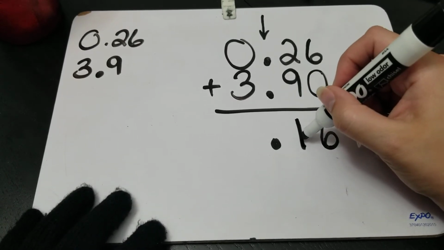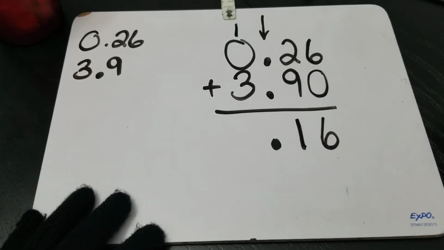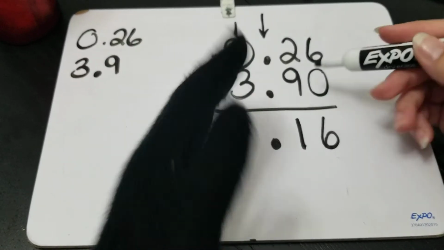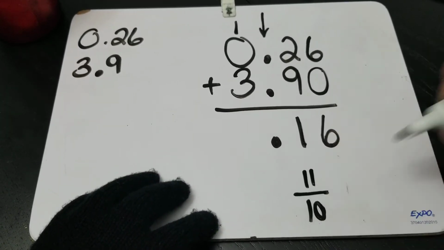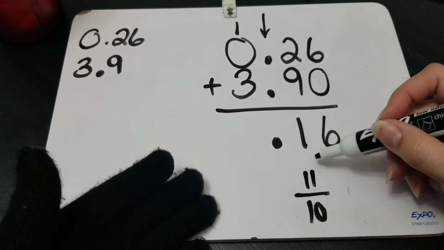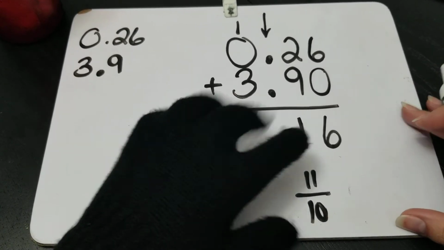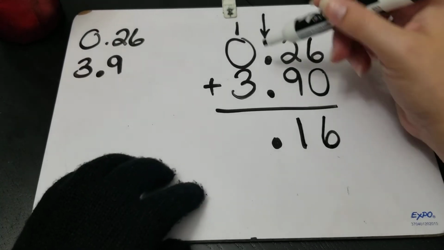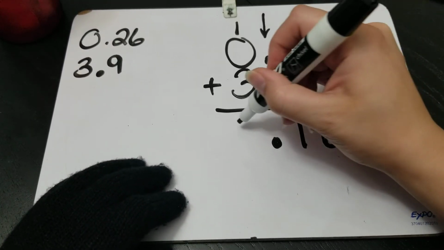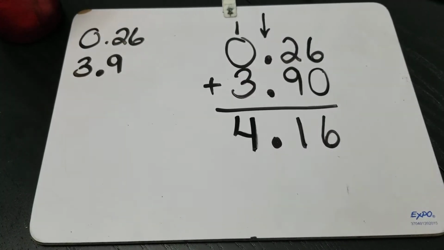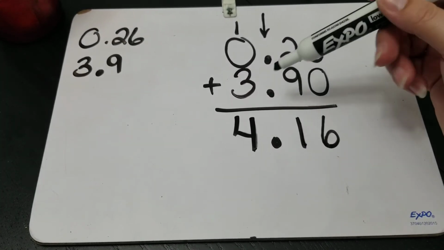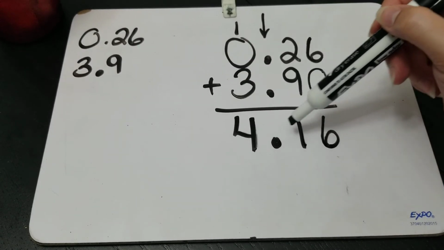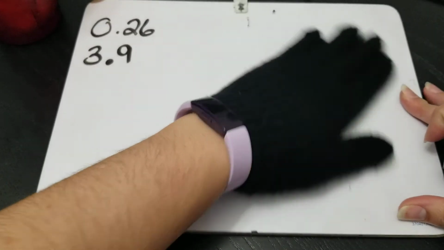So the 10 from 11 goes here because it moves on to the next spot. This is essentially having a whole tenth. I've now filled it up and I've got 11 out of 10 in the fraction. Well, I can't have that because this is the tenths spot. So that means I had one whole 10 and one extra left over. So that one extra is moved over here now. So 1 plus 0 plus 3 makes 4. So my new number, 0.26 and 3.90 makes, add them together, 4.16. That is the sum of those two numbers.